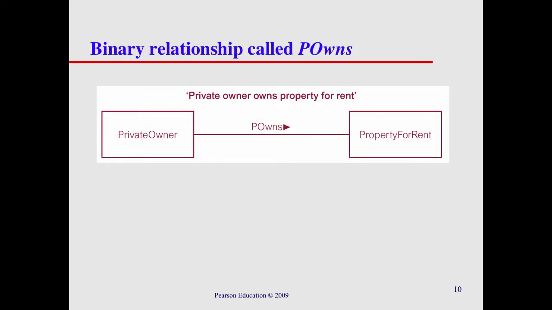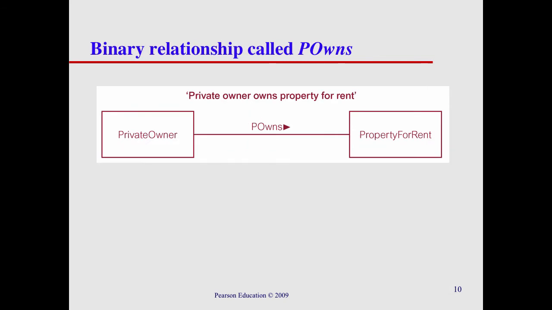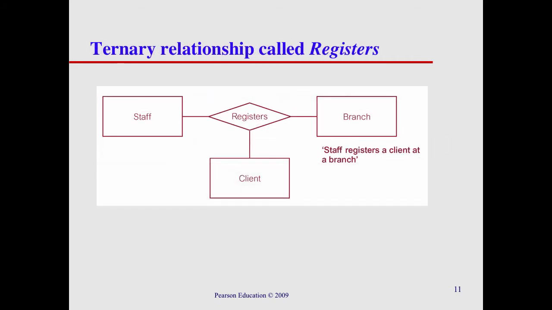To represent a binary relationship, you've already seen it. Just a line between the two boxes and an arrow. Once you get above two, you use a diamond to represent the relationship. So if it's a binary, you just draw a line and you have a directed, it's basically a directed edge. But once you go above binary, you now use a diamond to represent the relationship.